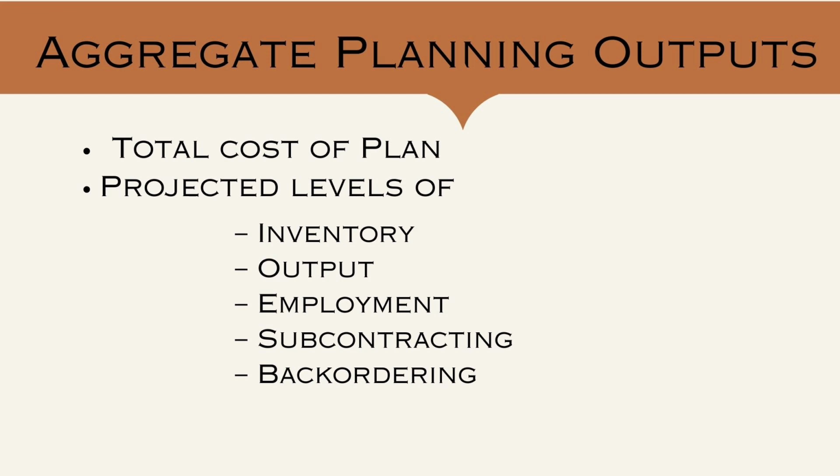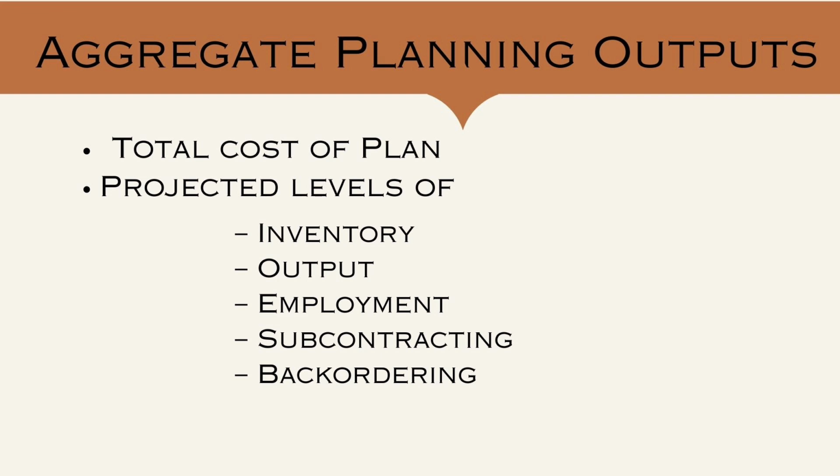I will continue about the aggregate planning outputs, the total cost of the plan. This refers to the estimated overall cost associated with the production and resource allocation strategy developed through aggregate planning. It takes into account factors such as labor, materials, equipment, inventory costs, and backorder cost.